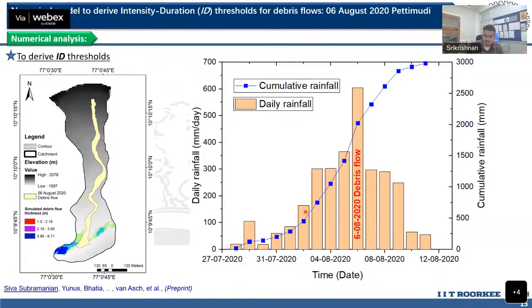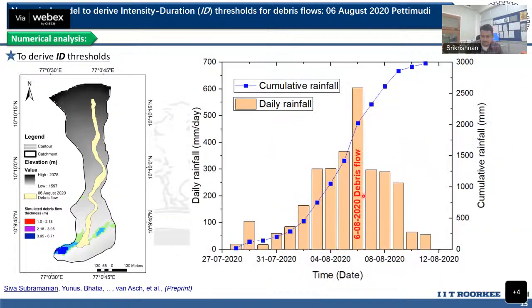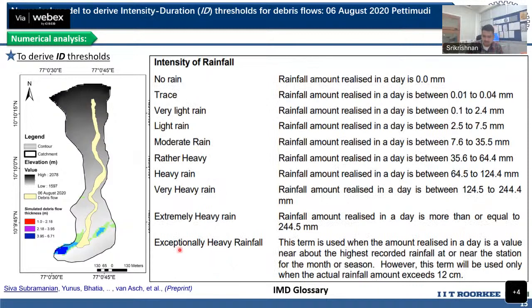And this is the rainfall dataset from the nearest observation site, even though it is nearest, it is actually 17 kilometers away from the debris flow site. And if we look at the IMD's glossary of rainfall, this is what it tells based on the daily rainfall intensity. And as we could see here, the monitored or measured rainfall, though many people have different opinions of the total amount of rainfall that occurred here, but this is a published data. It is close to 600 millimeter per day. So it is actually heavy to extremely heavy to exceptionally heavy rainfall. It is within this level of the IMD glossary.